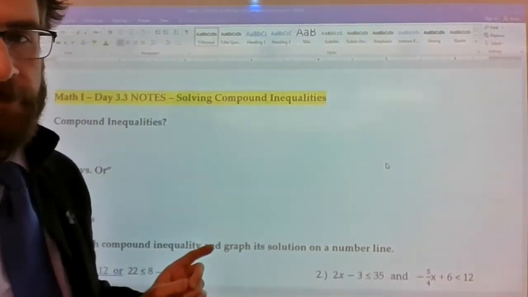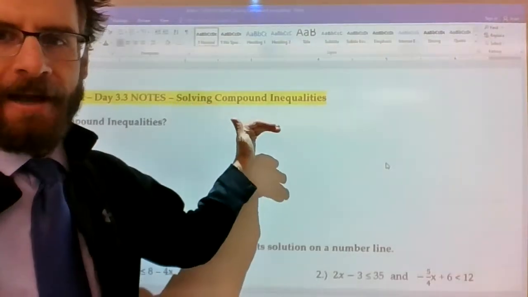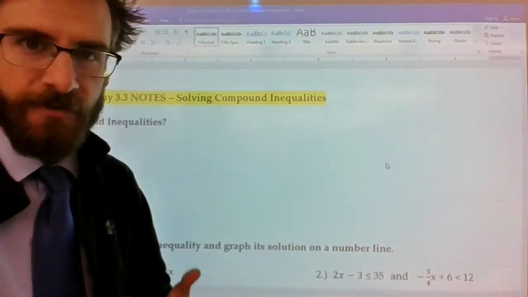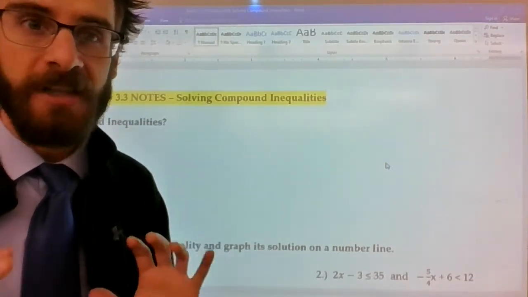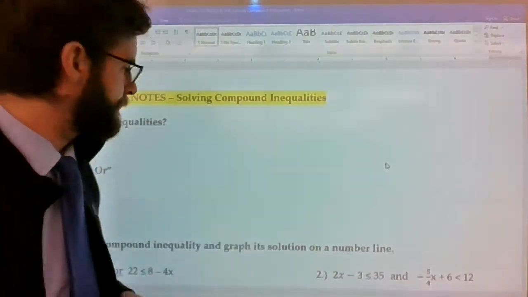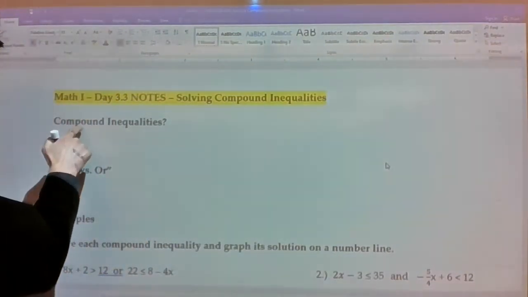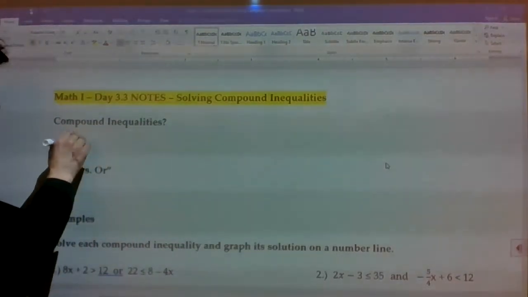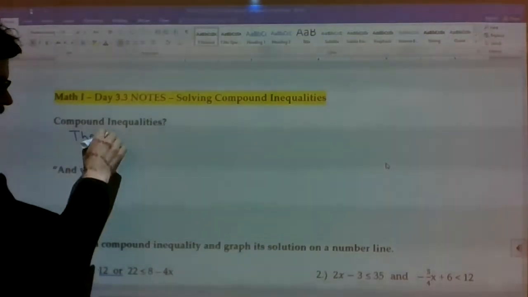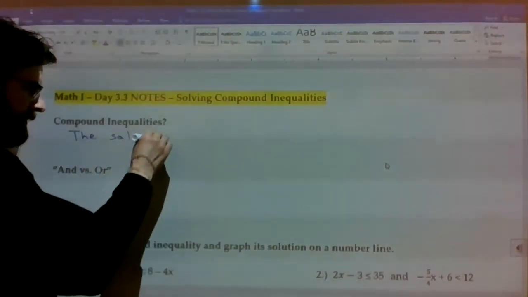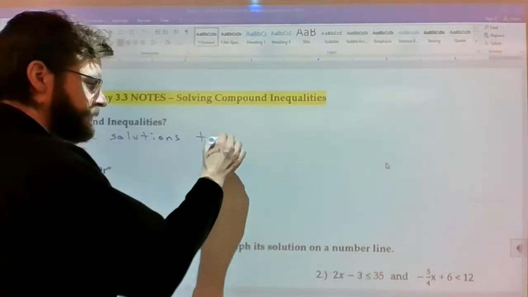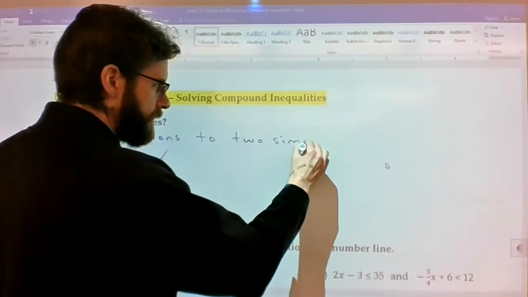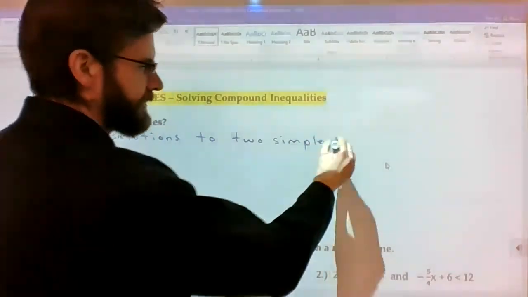It's 3.3. It's all about compound inequalities. So before we dig into the examples, let me just give you guys a bit of context so that you can think your way through this without just blindly calculating stuff. So compound inequalities are basically the solutions to two simple inequalities, or single inequalities.